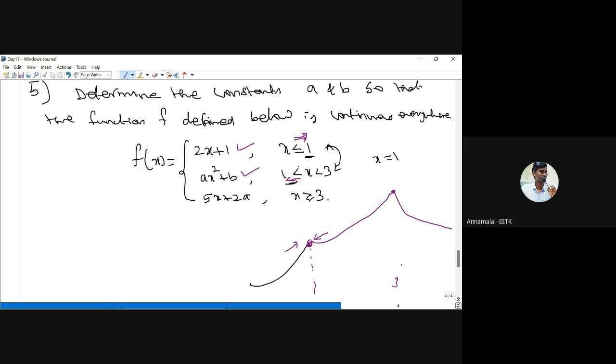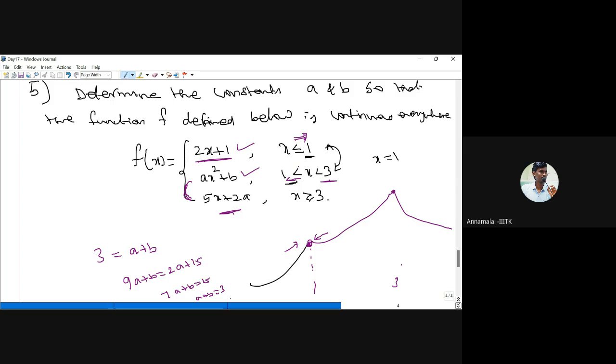Therefore, if x goes to 1, you will get 3 on that side, and this is equal to, substituting x equal to 1, a plus b. We get one equation. Now from the last two, for x equal to 3, what will we get? 9a plus b is equal to, at x equal to 3, 2a plus 15. Now this is nothing but 7a plus b equal to 15. We have another equation, a plus b equal to 3.